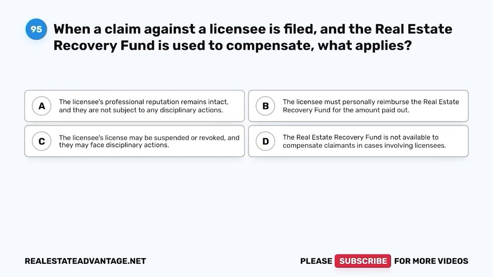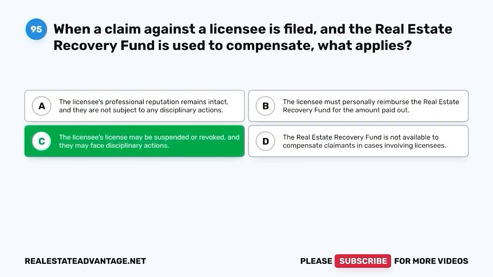Question 95. When a claim against a licensee is filed and the Real Estate Recovery Fund is used to compensate, what applies? A. The licensee's professional reputation remains intact, and they are not subject to any disciplinary actions. B. The licensee must personally reimburse the Real Estate Recovery Fund for the amount paid out. C. The licensee's license may be suspended or revoked, and they may face disciplinary actions. D. The Real Estate Recovery Fund is not available to compensate claimants in cases involving licensees. The correct answer is C.